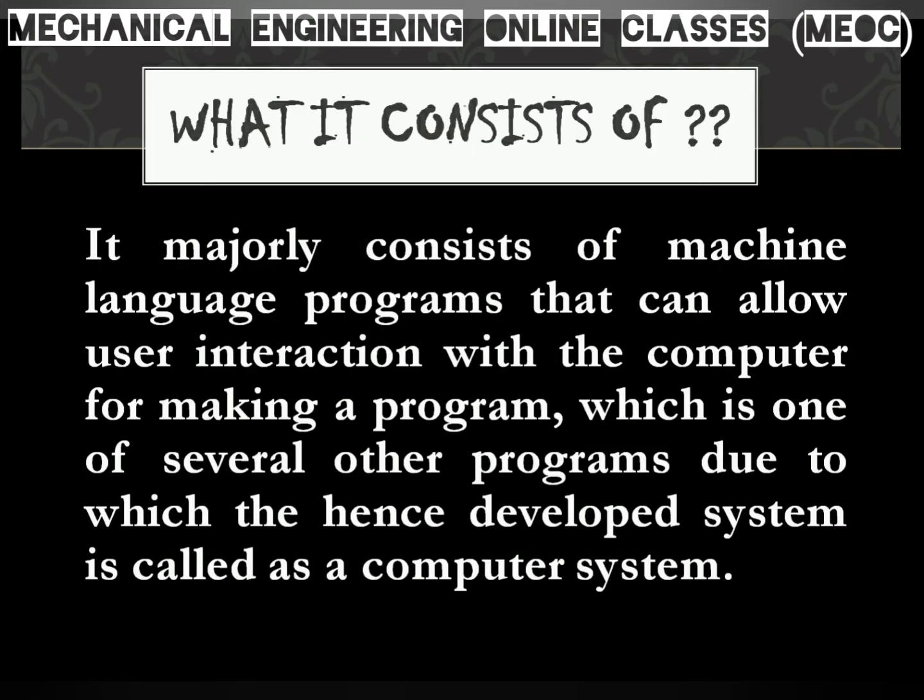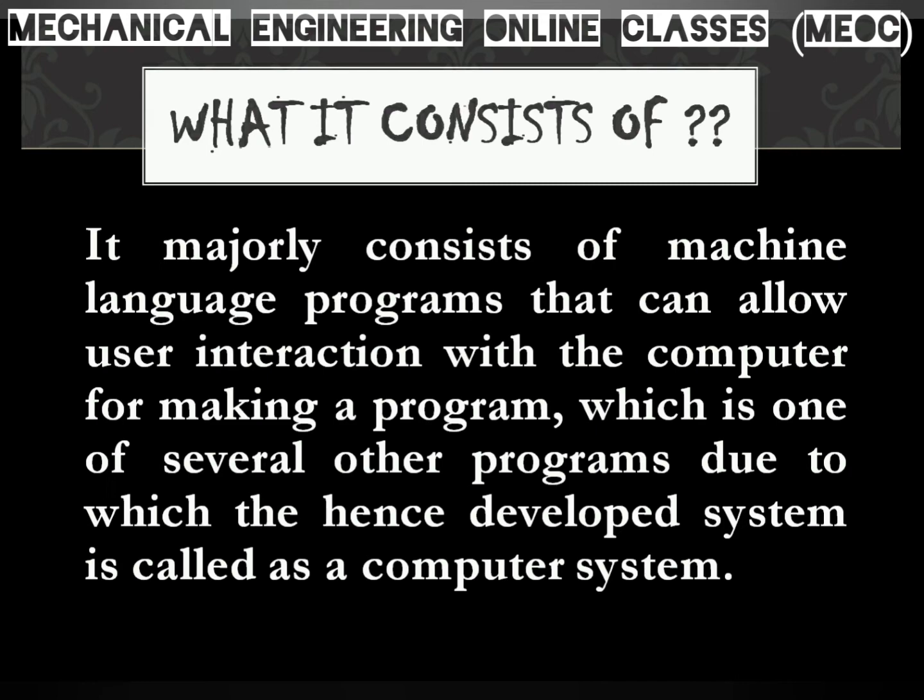It majorly consists of machine language programs, so that the computer can interact with the user. When a user writes a computer program, it is this system software that helps the hardware, or the computer, understand what the user is intending to do. So this task is majorly done by the system software. As we have understood, system software is almost doing everything for a computer. It makes a computer a system.